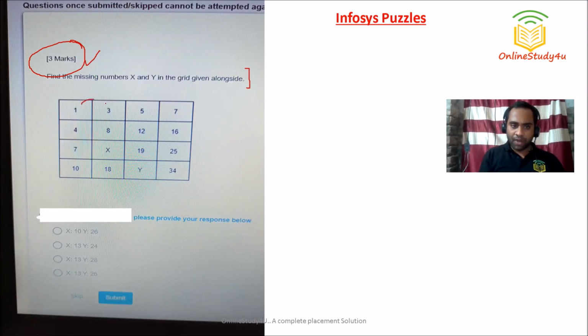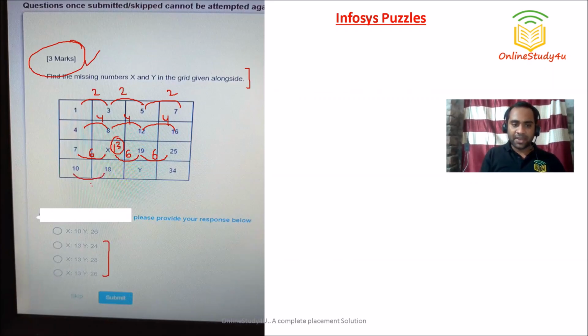Okay, so you have 1, 3, so there is a gap of 2. Then 4 plus 4 is 8, 8 plus 4 is 12, and 12 plus 4 is 16. There is a gap of 4. Then here we can see 19 plus 6 will be 25, so here also there should be a gap of 6. So 7 plus 6 will be 13, and then you can automatically see 13 plus 6 will be 19. So definitely starting with 3 will be your answer.